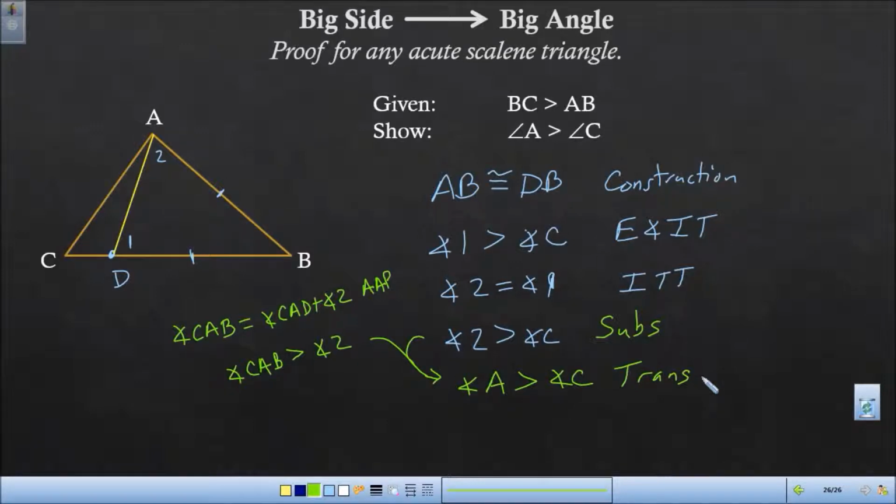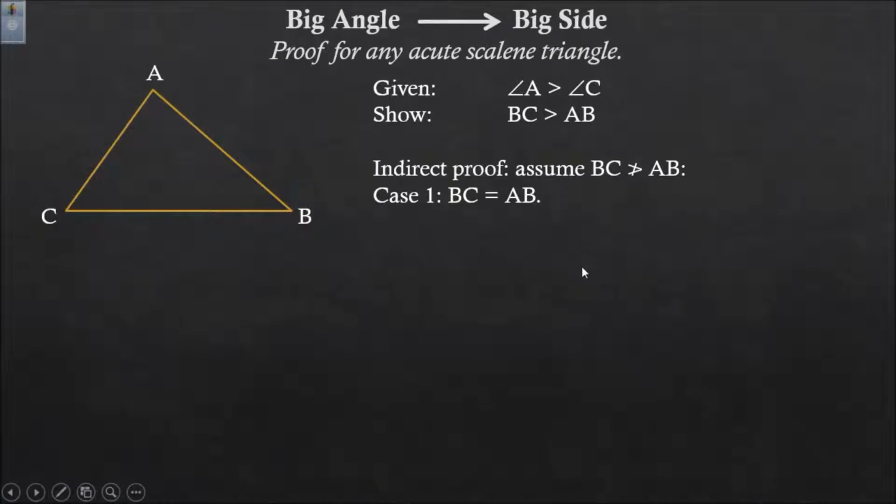So there it is. This proves the big side, big angle theorem for any acute scalene triangle. The proof's a little different if it's not an acute scalene triangle, but here, of course, it works. So let's look at the proof for big angle, big side. This is actually a two-case scenario.